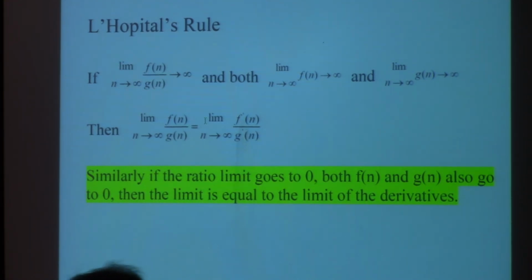Well, L'Hopital's rule just loves that. Because basically it says if you're taking the ratio of this function, which is going to infinity, and this one is also going to infinity, then the limit as n goes to infinity equals the limit as n goes to infinity of the ratio of the derivatives of the functions. Because what's a derivative after all? A derivative is the rate of change.